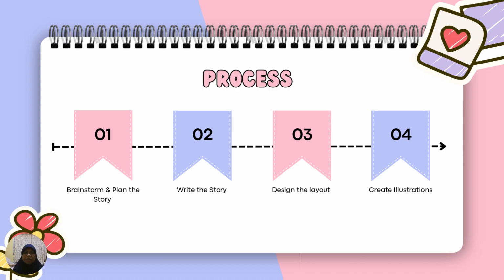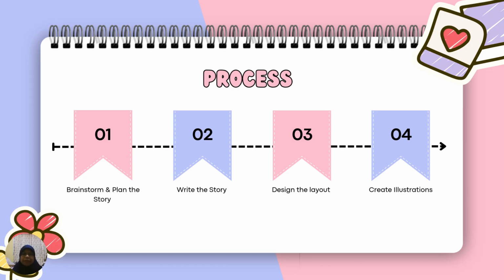Right. So without further ado, let me explain the process of how I made this book. First things first, brainstorming. What's your book about? I ask myself, why am I writing this? Who is this for? And what do I want my readers to feel or learn? So when I have decided all of the purpose of this book, I plan the story to cater to the age of my audience, which is standard one pupils.